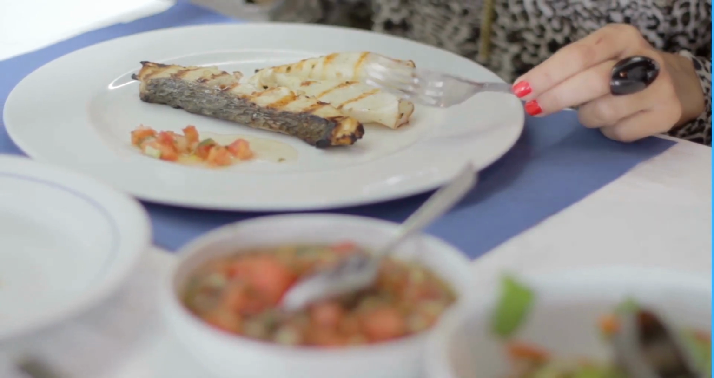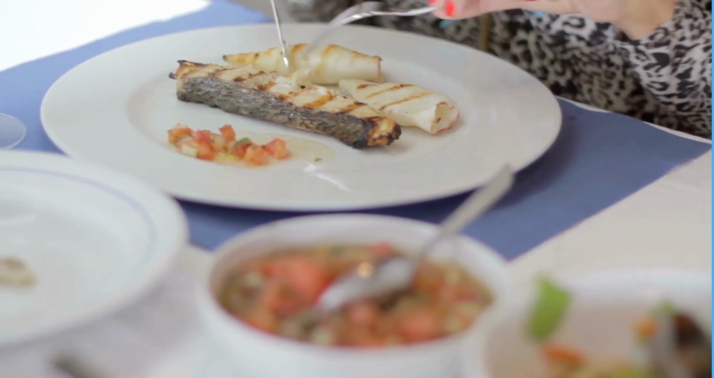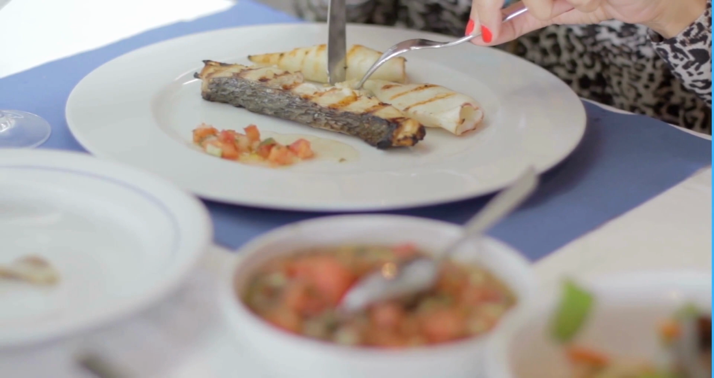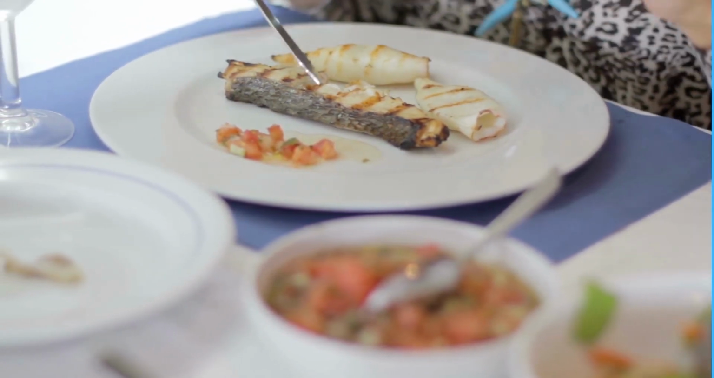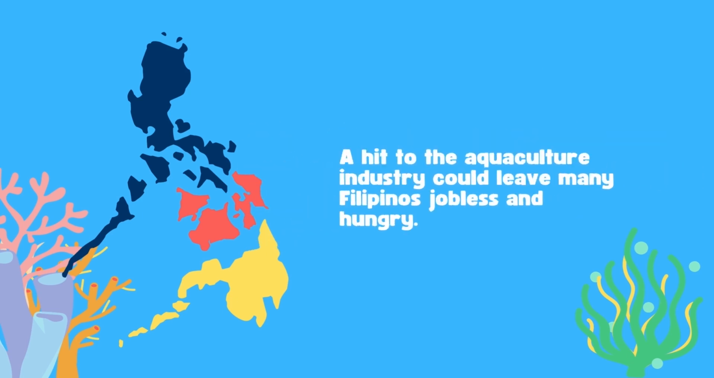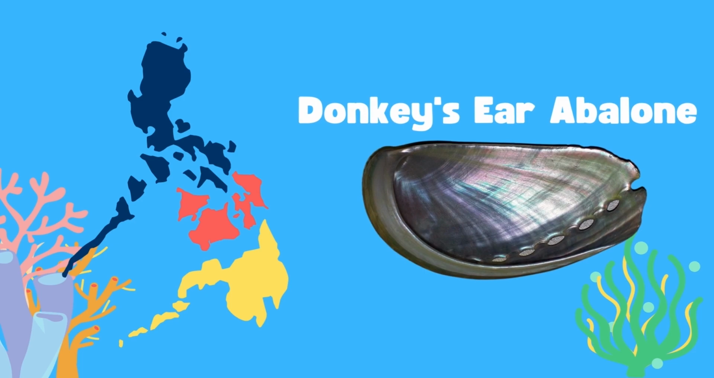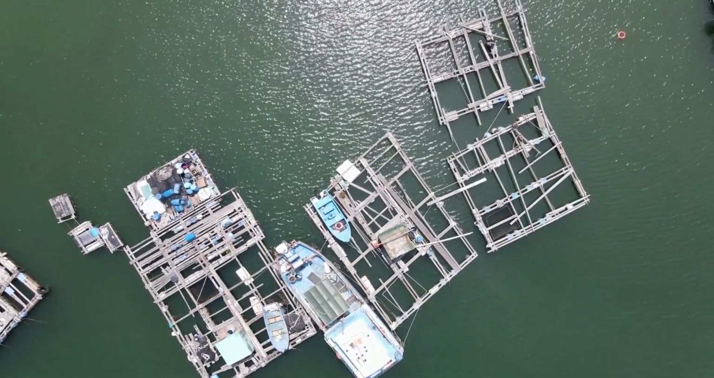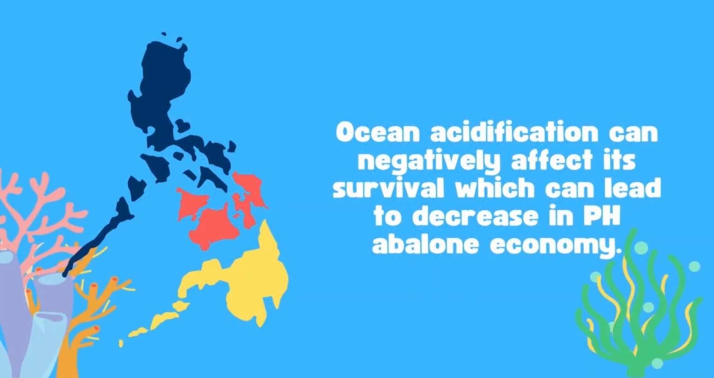Fish is also the most consumed animal protein by Filipinos. Many Filipinos rely on the fishing sector, and ocean acidification's impacts could deal a heavy blow to the industry and leave many Filipinos hungry. An example would be the H. asinina larvae, or the donkey's ear abalone, a species exported by the Philippines. A study confirmed the negative effects of the ocean's reduced pH on the species' survival, and humans would start to feel its implications when the Philippine abalone economy is hit.